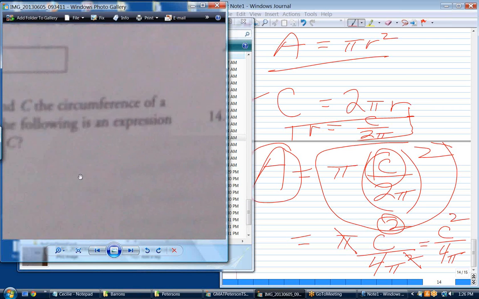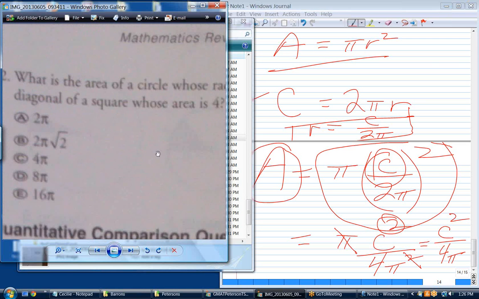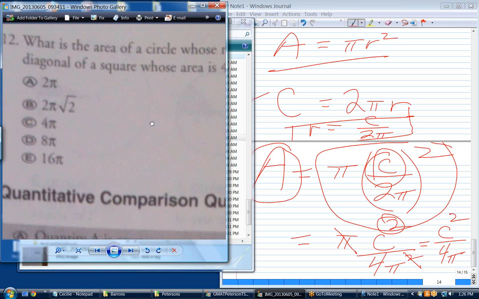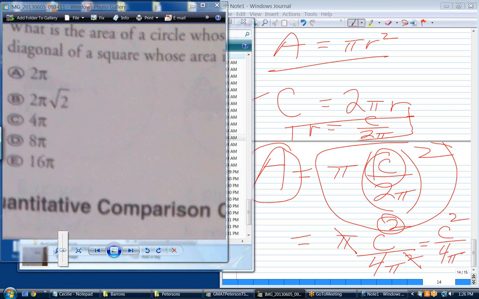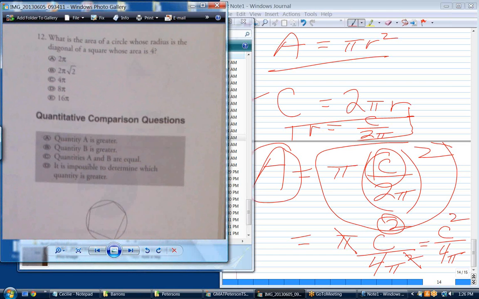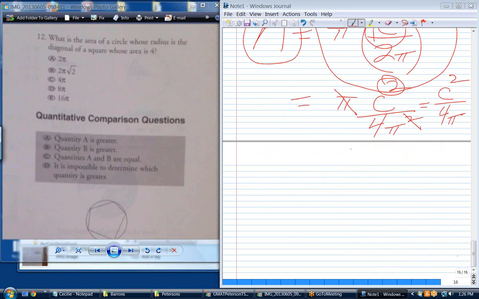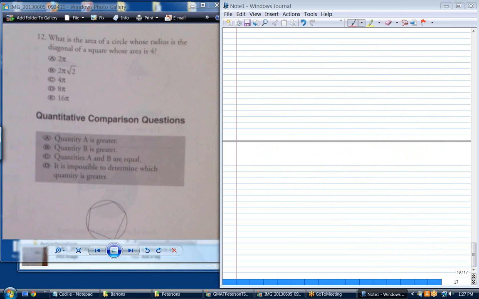Let's see, we've done that one, we've done that one. Good, there's not very many on this page, which is good because I didn't photograph it very well. What's the area of a circle? You can see that every single question we've had has required you to know those area and circumference formulas.